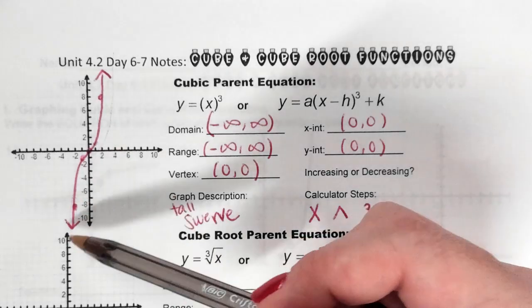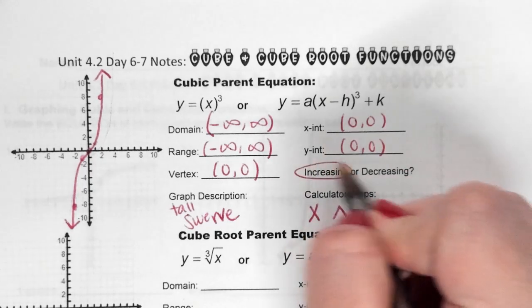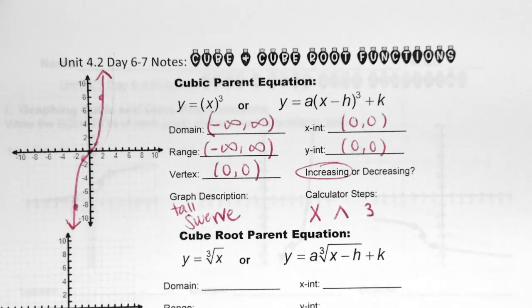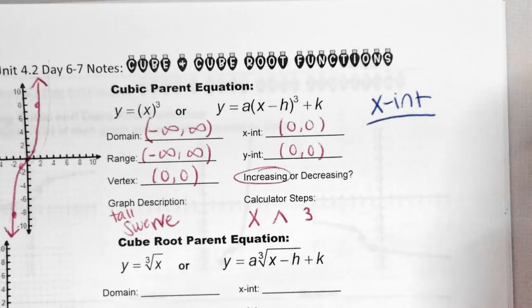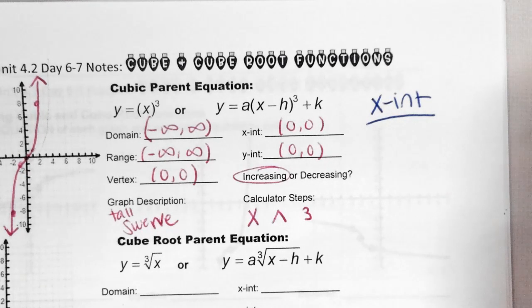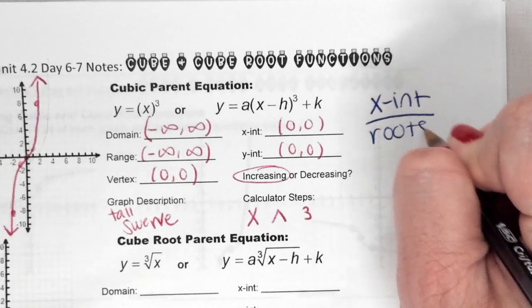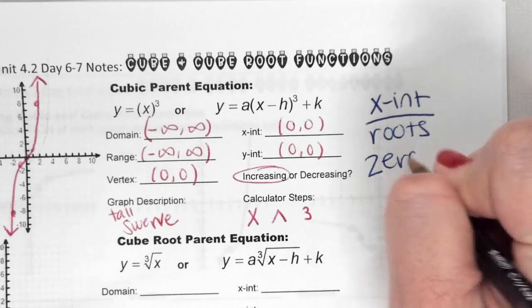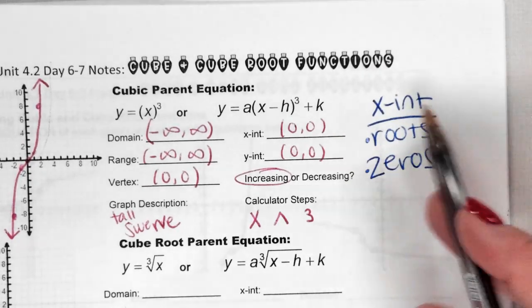Is this graph increasing from left to right or decreasing from left to right? Increasing. That's what we know. A couple things we need to remember: what are other words for x-intercepts? Do y'all remember any? Roots. What's the other one? Starts with a Z. Zeros. Both of these can be asked for, and all it means is x-intercept.